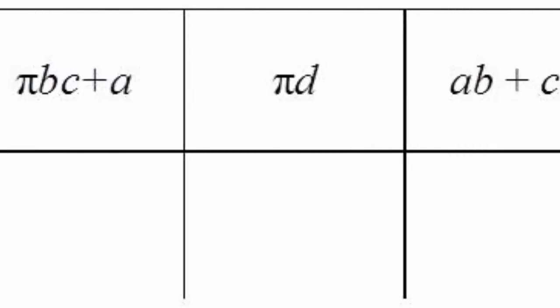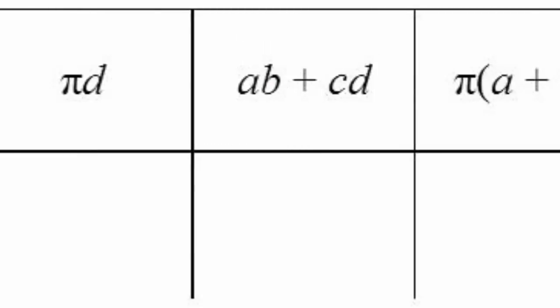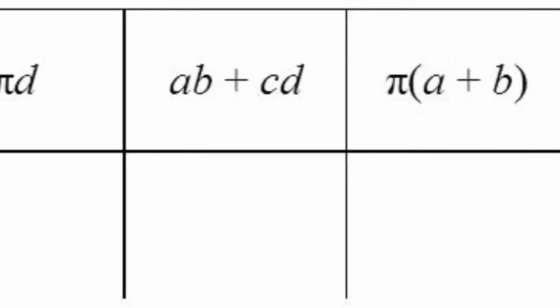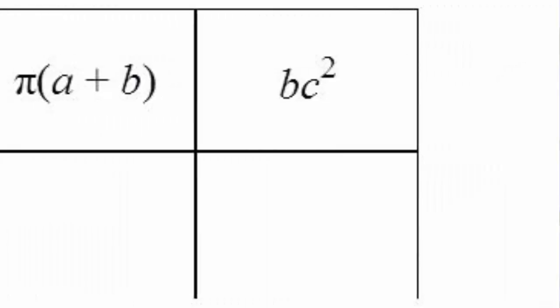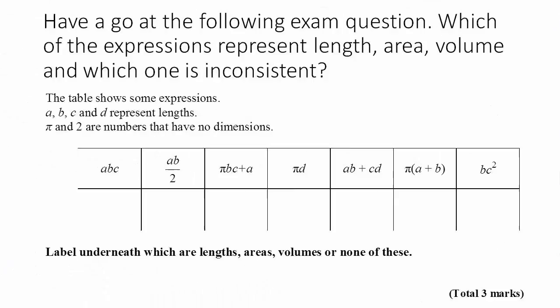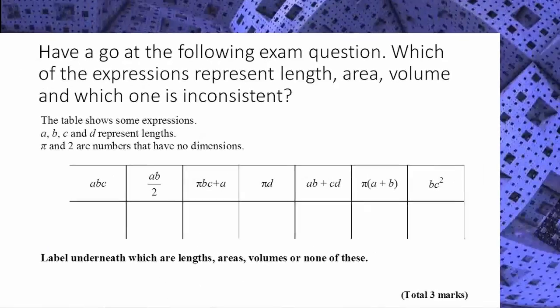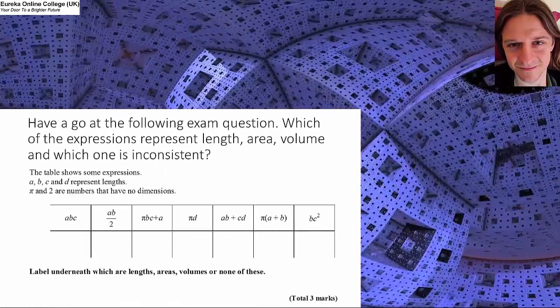Pi D is clearly a length because pi is dimensionless. AB plus CD is going to be an area because it's the sum of 2 areas added together. Pi times A plus B, well, a length plus a length is still a length, and the pi is dimensionless, and therefore that's going to be just a length. And lastly, BC squared is going to be a volume. So I hope you got most, if not all, of those right. Let's now take a look at a very tricky one.